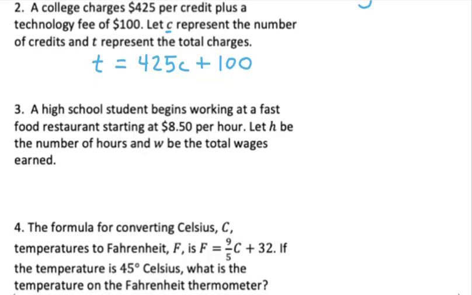All right, next one, a high school student begins working, and they get paid $8.50 an hour. H is representing the number of hours. W is the total wages, or the amount earned. So we just take $8.50 times the number of hours. That'd be your total wages.